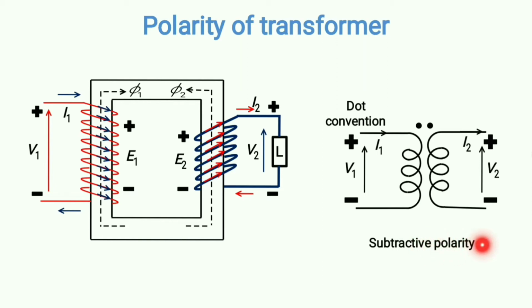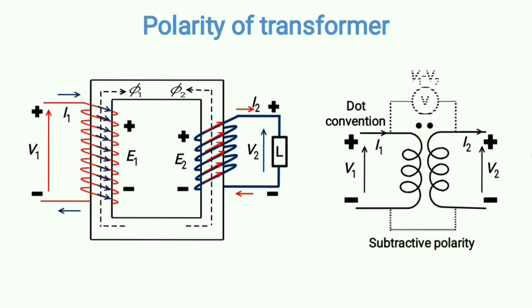Why, I will tell you later. This can be easily represented by two dots. As you can see, there are two dots, and this is known as dot convention. If plus is here at the primary side, similarly plus will also be at the same side in the secondary as well. Similarly if negative is here, negative will also be here in the secondary. So that is the concept of dot. And dots at the same side means it is subtractive polarity.